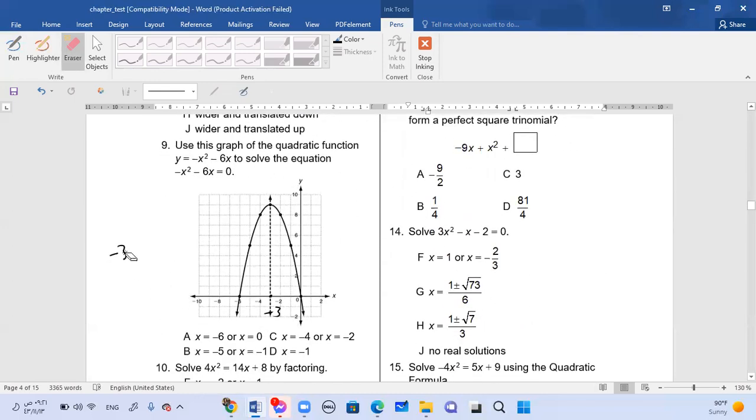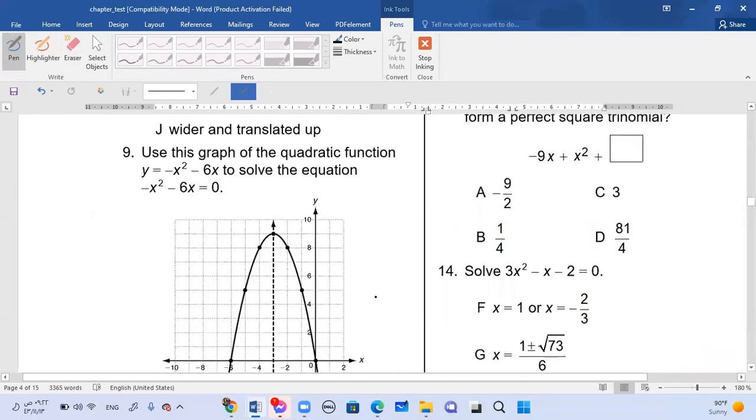Okay. Another exercise about the zero of the function. What about the zero of the function, Dana? What about the zero of the function in here?